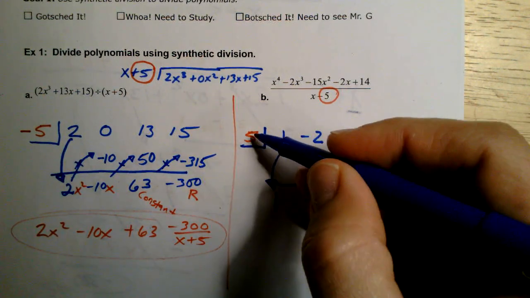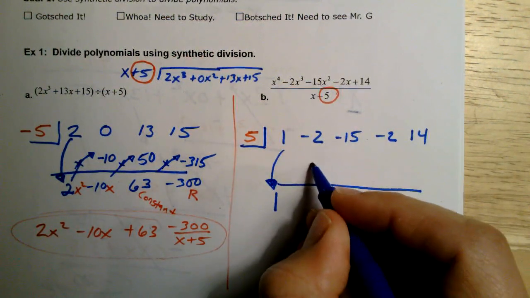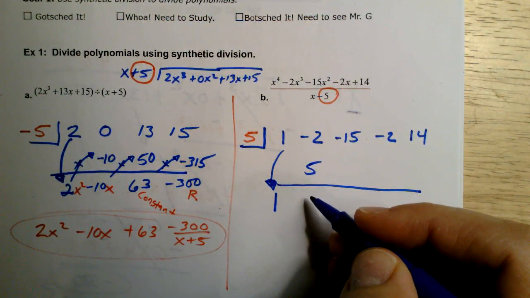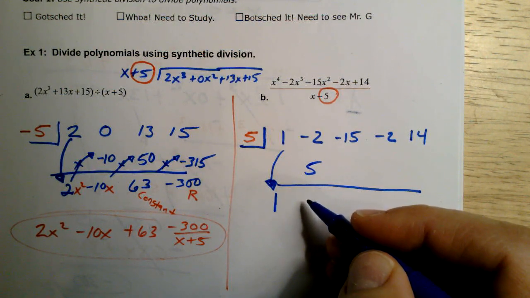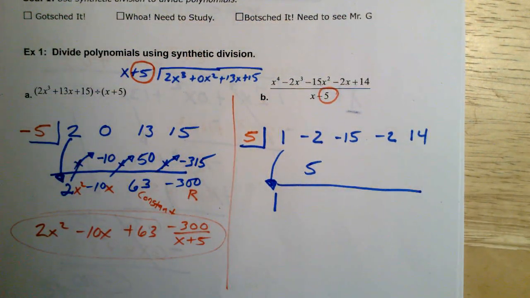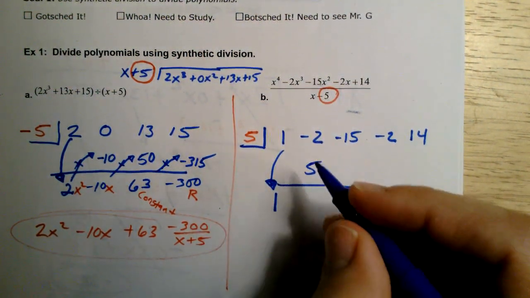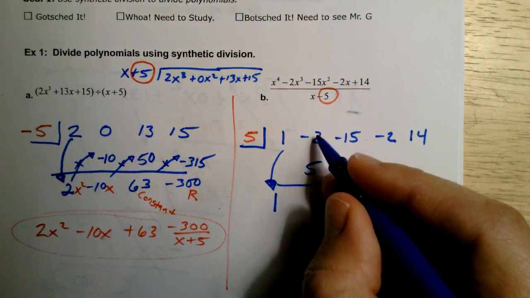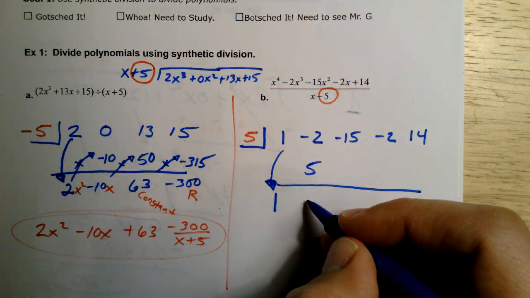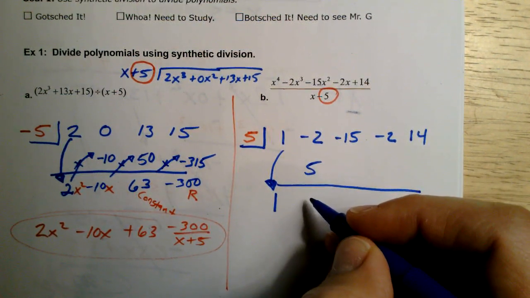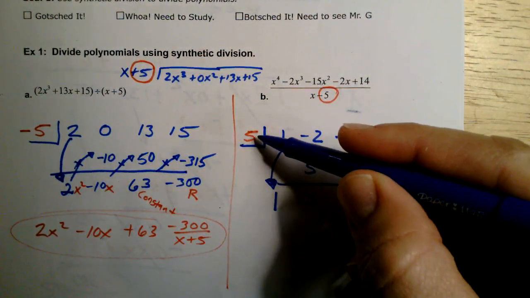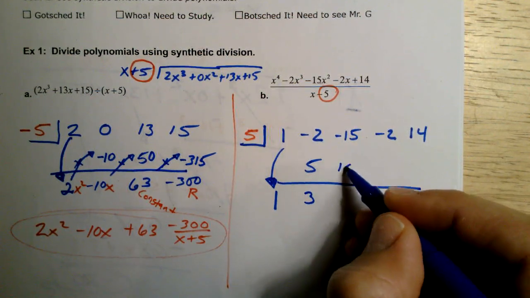Okay, and now we multiply. 5 times 1 is 5. Add down. What do you guys get when you add down? What's 5 minus 2, y'all? Shout it out. Get your microphones up. So 5, no, we're adding down. 5 minus 2. 3. Yep. We multiply. 5 times 3, 15.